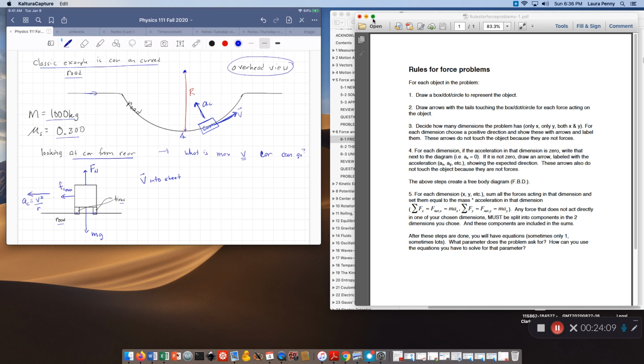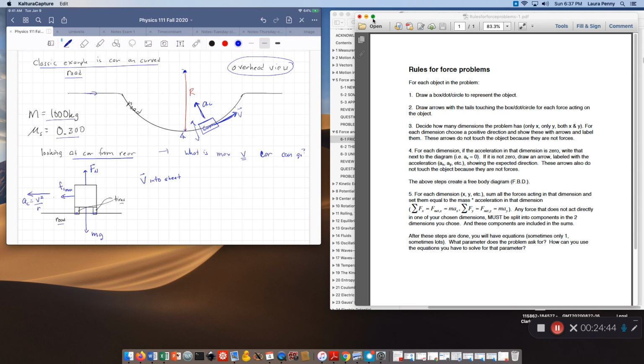If it's the maximum speed, then that means I want to know the maximum static friction force. And it's a static friction force because in this dimension here, the car is not moving. It's not moving further away from the center of this circle, and it's not moving closer to the center of the circle. It's staying a set radius away from the center of the circle.